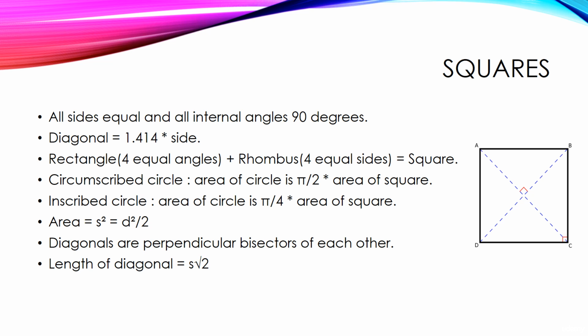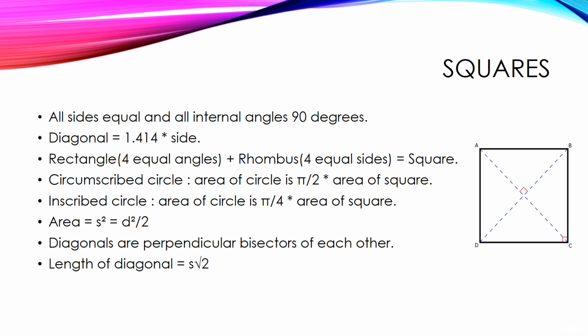If a circle is circumscribed around a square, the area of the circle is pi by 2, about 1.57 times the area of the square. If a circle is inscribed in the square, the area of the circle is pi by 4, about 0.79 times the area of the square. A square has a larger area than any other quadrilateral with the same perimeter.